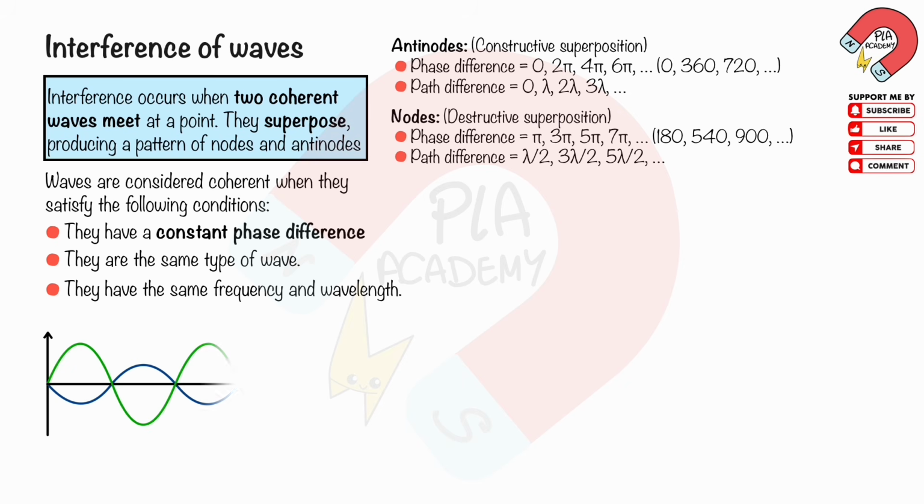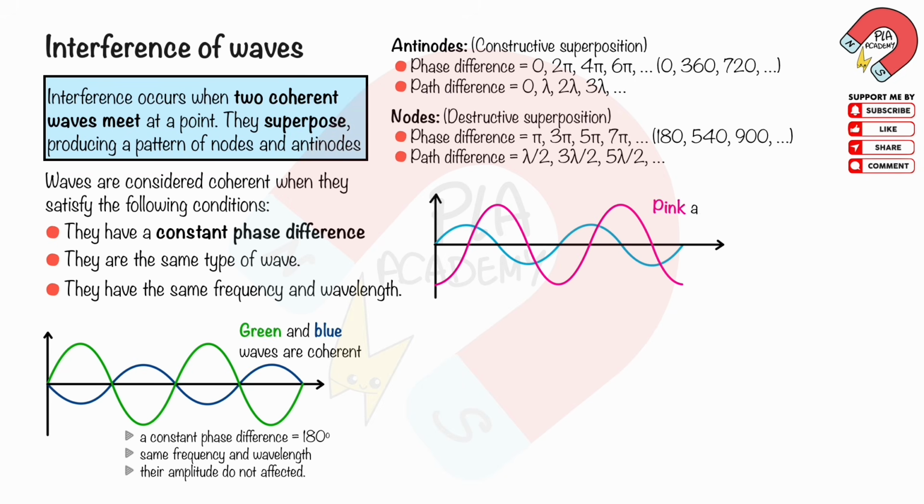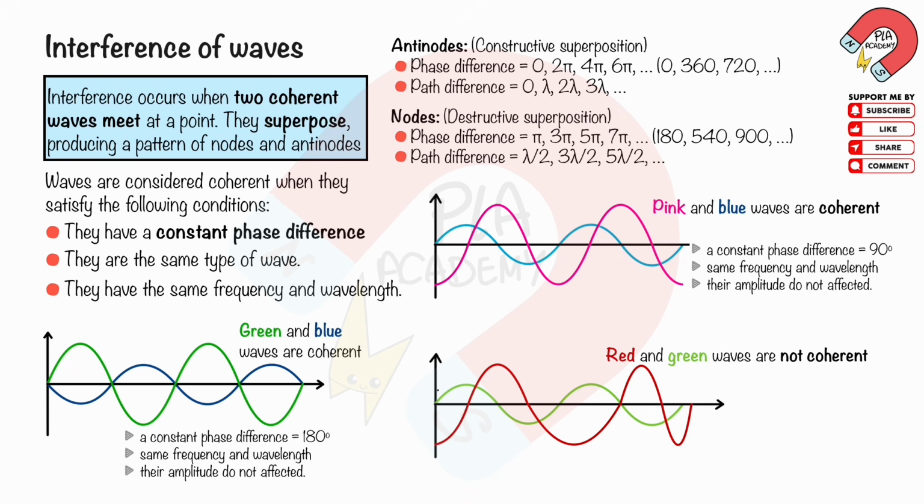For example, green and blue waves are coherent. This is because both waves maintain a constant phase difference of 180 degrees, and they have the same frequency and wavelength. Their amplitudes are not equal, but this does not affect coherence. Pink and blue waves are coherent. This is because both waves maintain a constant phase difference of 90 degrees, and they have the same frequency and wavelength. Their amplitudes are not equal, but this does not affect coherence. Red and green waves are not coherent. This is because they do not maintain a constant phase difference, and do not have the same frequency or wavelength.